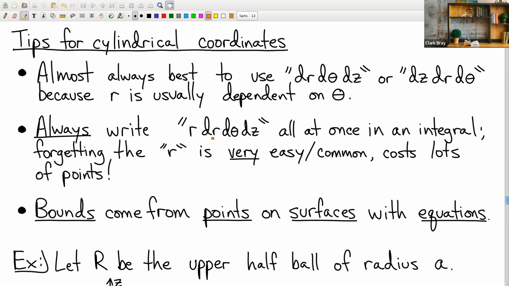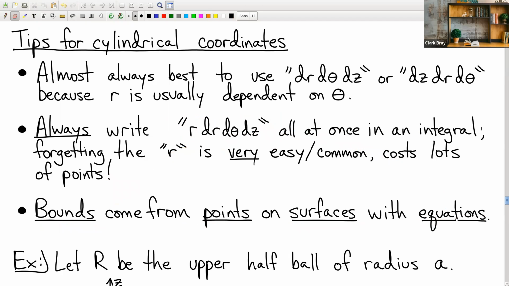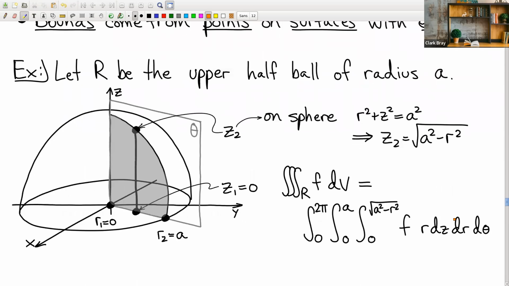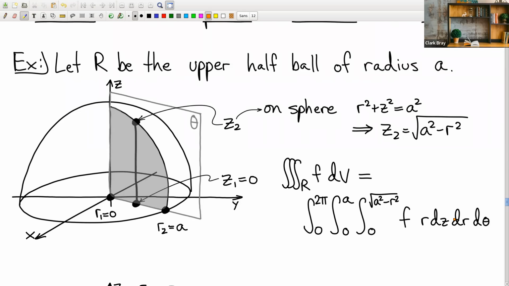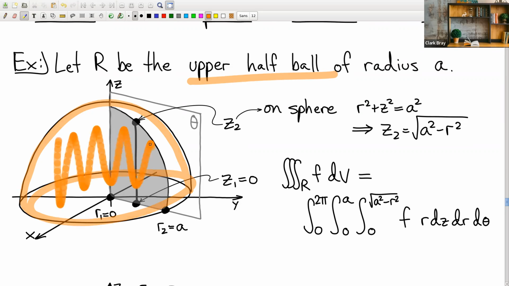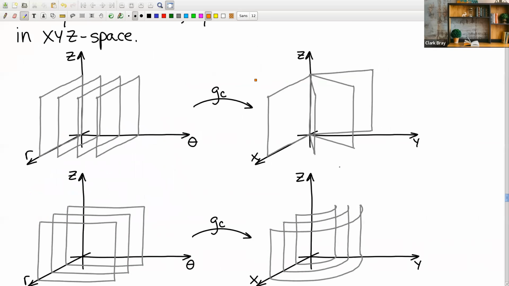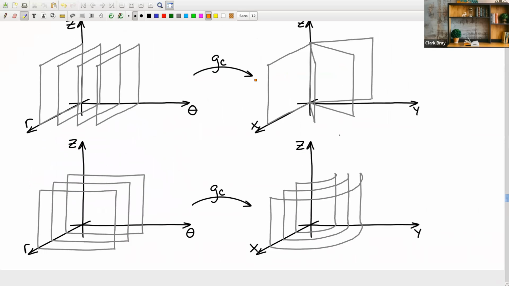Okay. And then again, bounds come from looking at certain points. Those points are going to be on certain geometric objects. Those objects have equations. Solve the equations to find the bounds. Old news there. So let's see an example. Here's the upper half ball, the upper half of the unit ball. So this solid there. We're going to do our cylindrical slicing. We're going to use slices like this. Right, so this is what theta slices look like, for example.